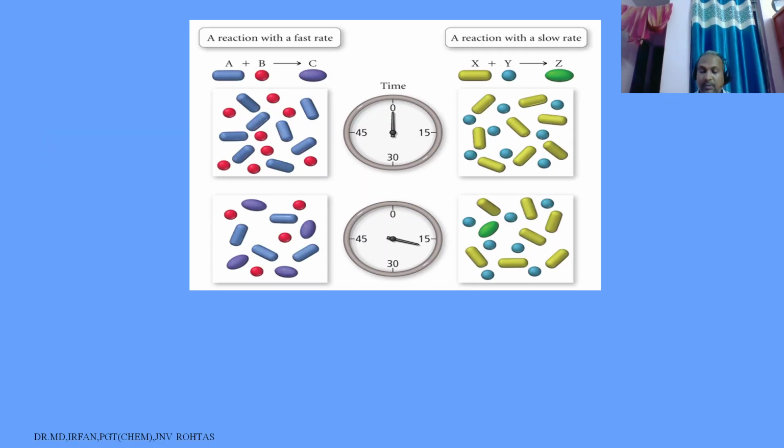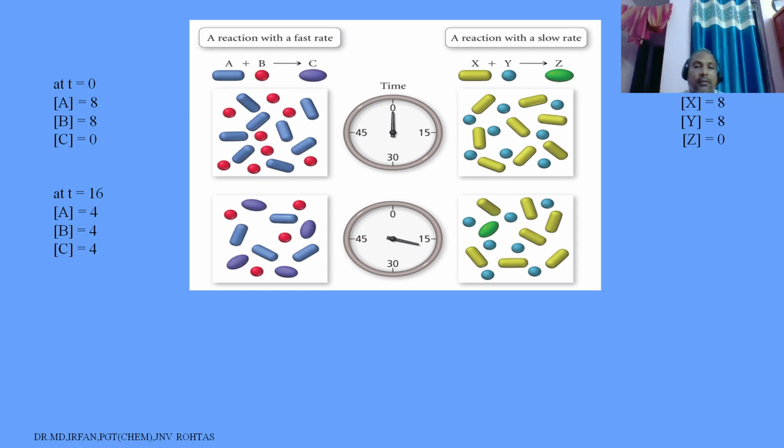Let us see some hypothetical reactions: a slow reaction and a fast reaction. A reaction with a fast rate, a reaction with a slow rate. A plus B gives C. Initially at time 0, concentration of A was 8, concentration of B was 8, concentration of C is 0, and after time 16 seconds, concentration of A has decreased to 4, concentration of B has decreased to 4, and 4 molecules of product are formed.